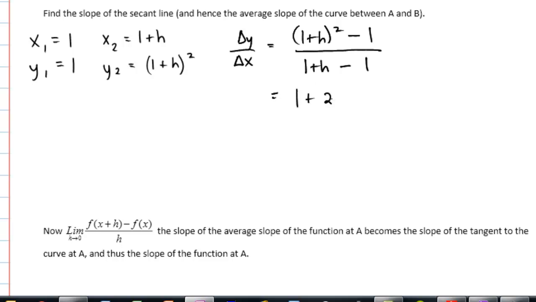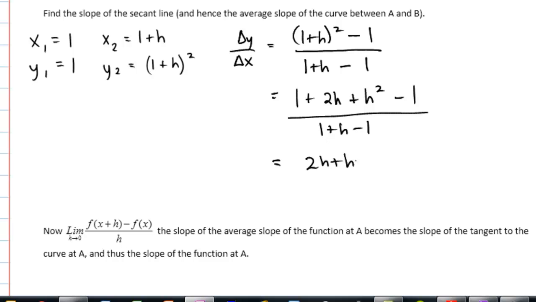1 plus 2h plus h squared minus 1 over 1 plus h minus 1. I can cancel out, simplify the top, and I get 2h plus h squared. Simplify the bottom, I just get h.